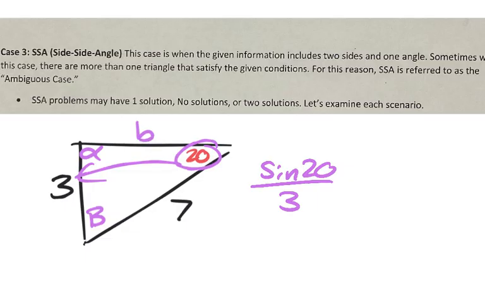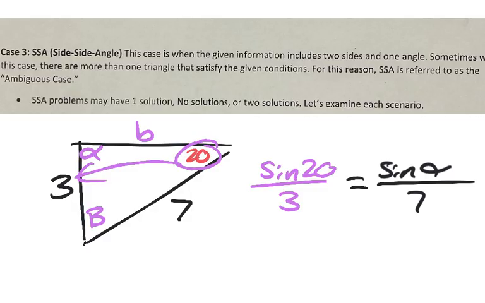So sine 20 over 3 equals, I have to use angle alpha, right? Because that's the only other piece of information I know, is 7. So I could say sine of alpha over 7. You see how this one is a slightly different proportion. It's not going to be so easy to solve. It's close, but it requires one extra step.